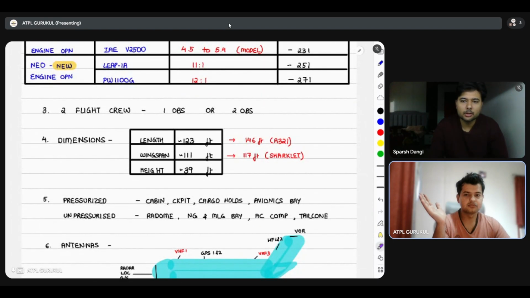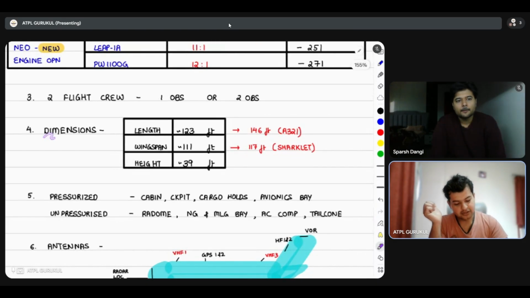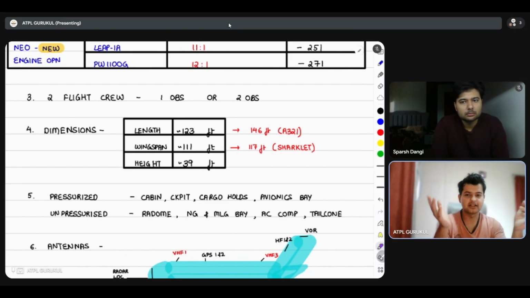No doubts? Great. Now we have dimensions. Let's come to the dimensions of this aircraft. How big is this aircraft actually?